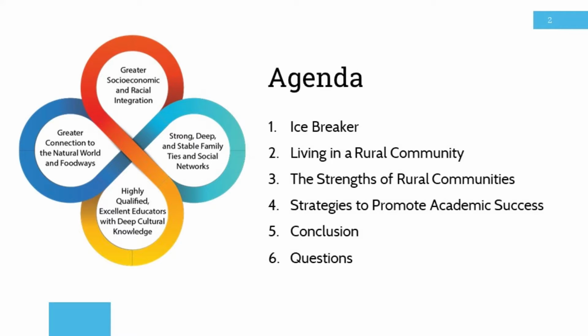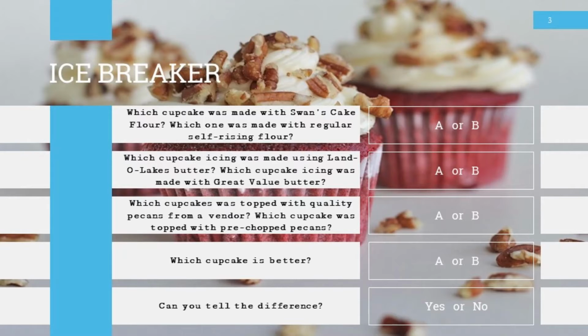Now, I have a little icebreaker for everyone, to loosen everyone up so everyone can relax, and then teach a lesson on rural education. I know it's getting close to lunchtime, so don't eat these yet. But I have 2 cupcakes sitting in front of everyone. They're 2 red velvet cupcakes. Each person should have 2 red velvet cupcakes sitting in front of them. Now, if you look at these cupcakes, they both look identical. So, I have a little test for you all.